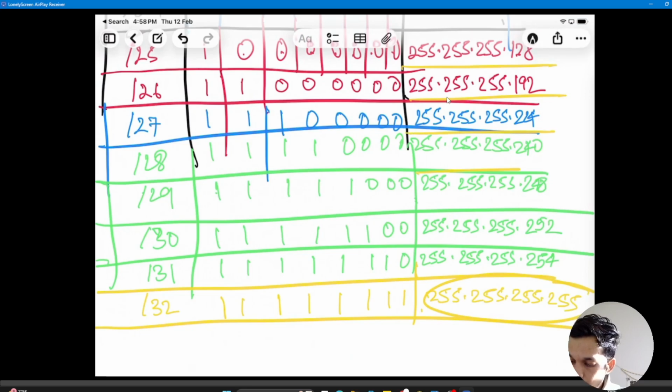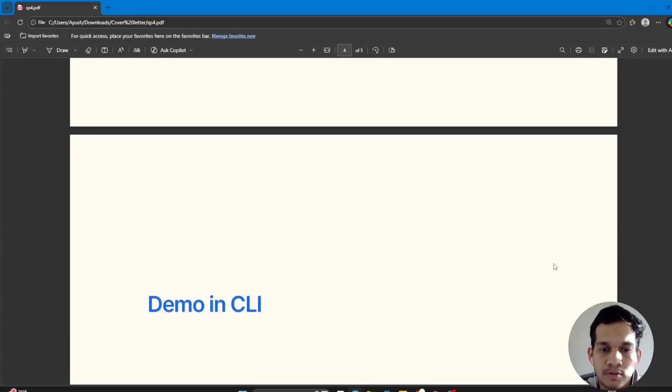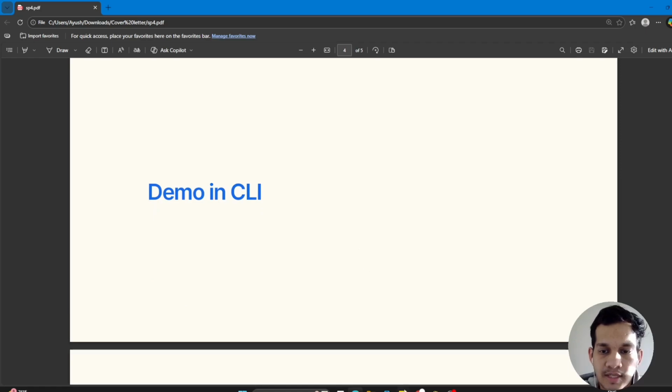I took you through this calculation so that you become familiar with all the subnet masks. It is very beneficial when you configure IPs in the Cisco CLI. Soon we are going to do that, so let's move to the demonstration in the Cisco CLI.